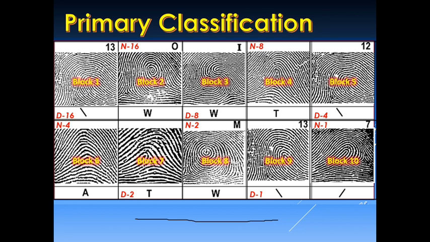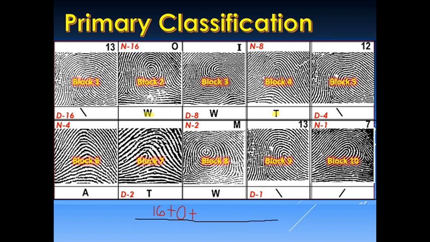So we have there block 2. Under block 2, we have there a whirl pattern. Therefore, we are going to copy the numerical value, which is 16. And then followed by block 4. Under block 4, we have there a tented arch. So our numerical value will be 0. And then followed by block 6.